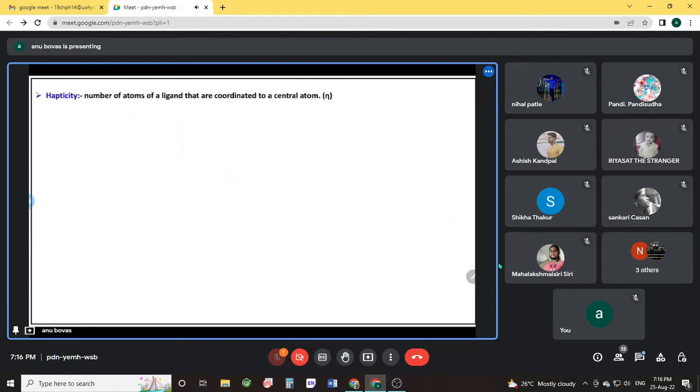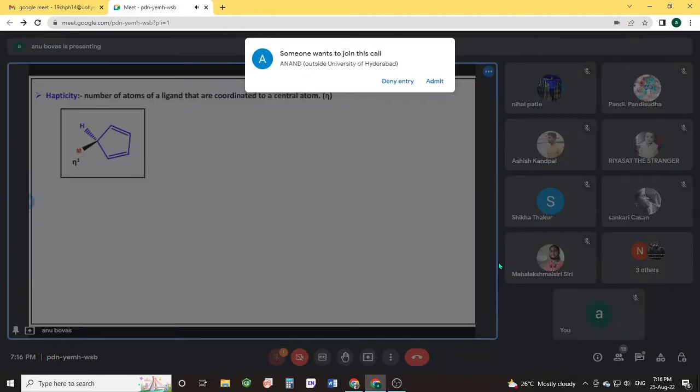The next concept is hapticity. Hapticity means the number of atoms of a ligand that are coordinated to a central atom. It is represented by eta. So, Cp or cyclopentadienyl is a common example.